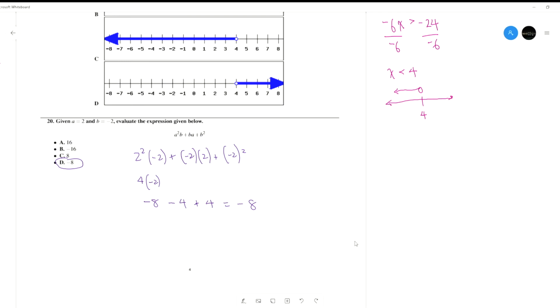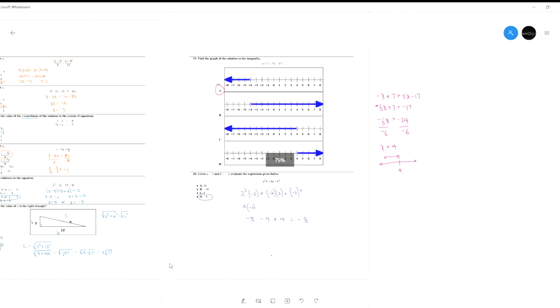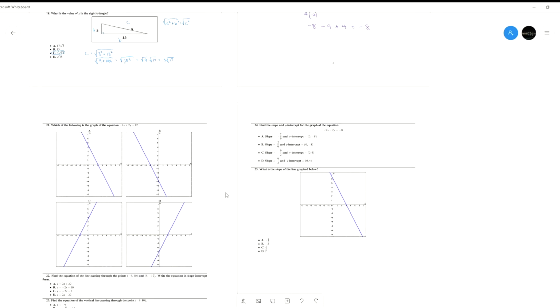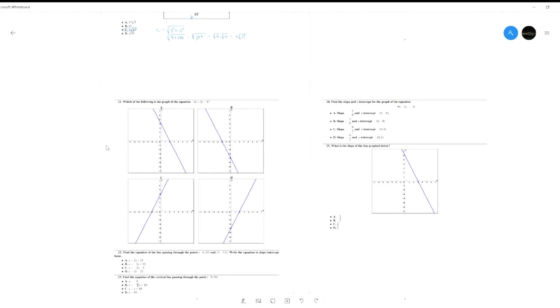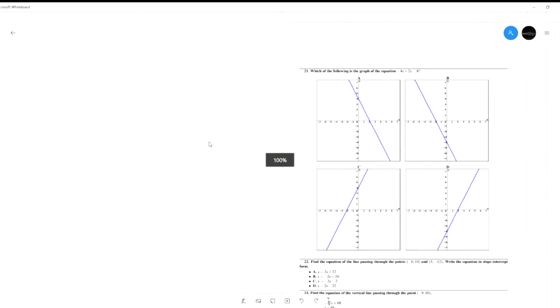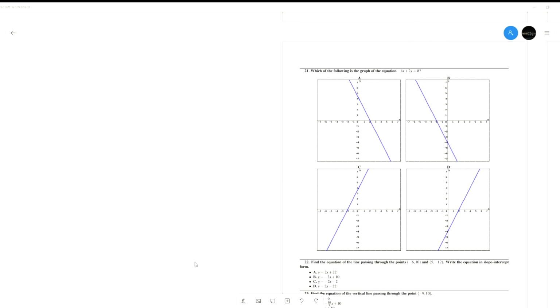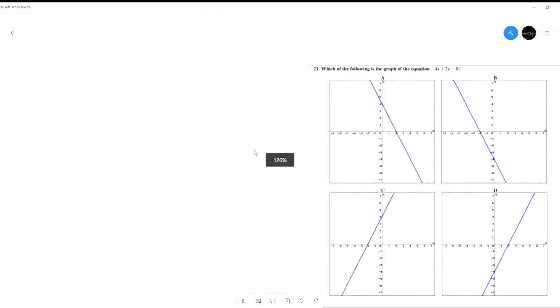All right. Okay, last couple of pages here. Do you remember linear equation graphs? All right, well, let's take a look.